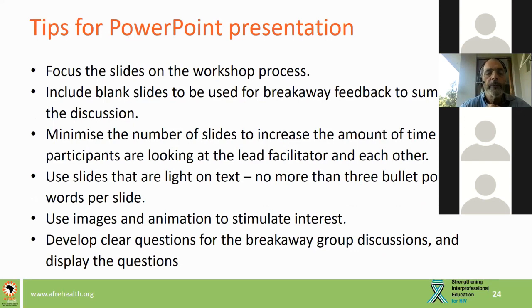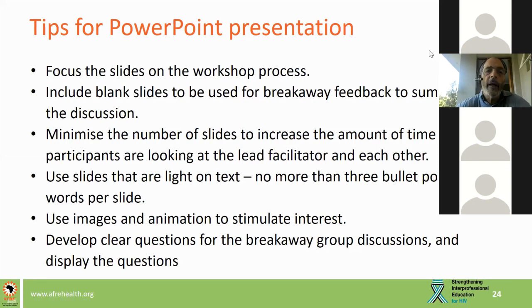So some tips for PowerPoint presentation. So the slides focus on the workshop process. In the breakaway rooms, we have a blank slide or a slide with a blank template where we can fill in during the workshop what we have discussed, the different discussion items that we have, that we can share in the main group.